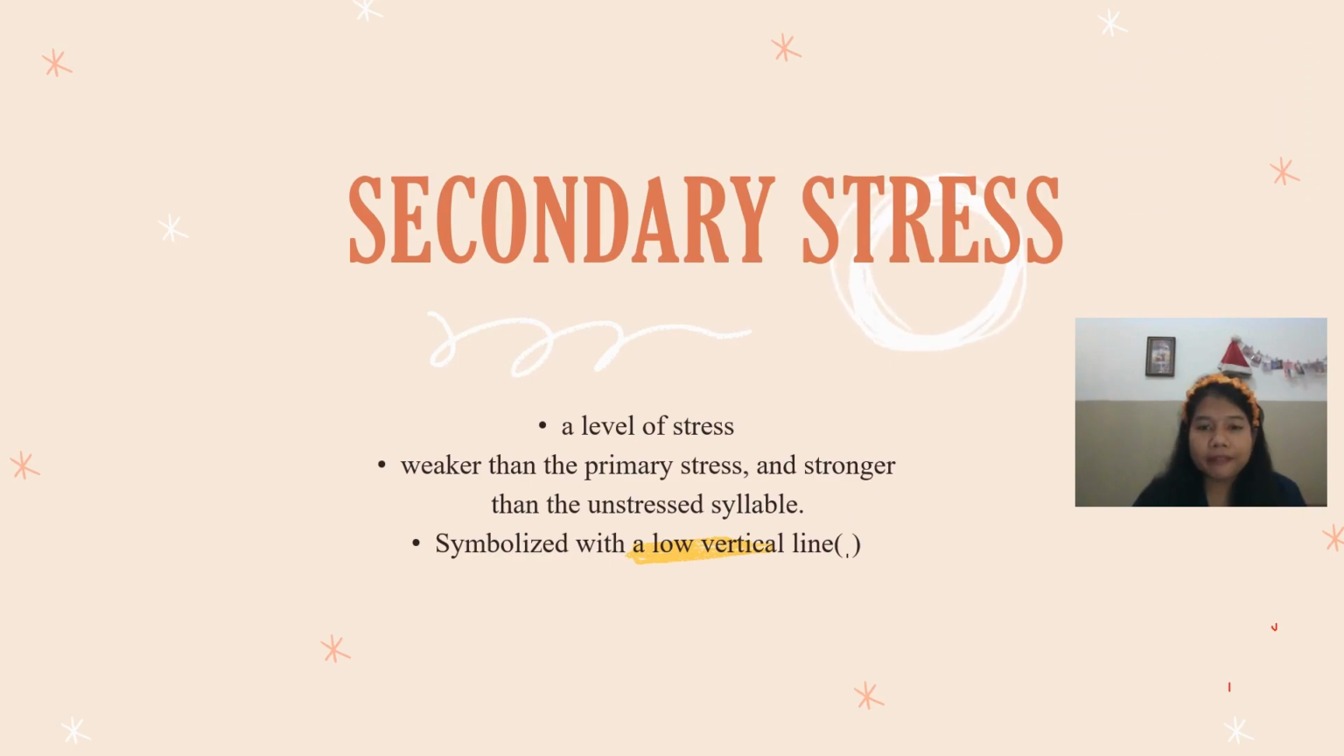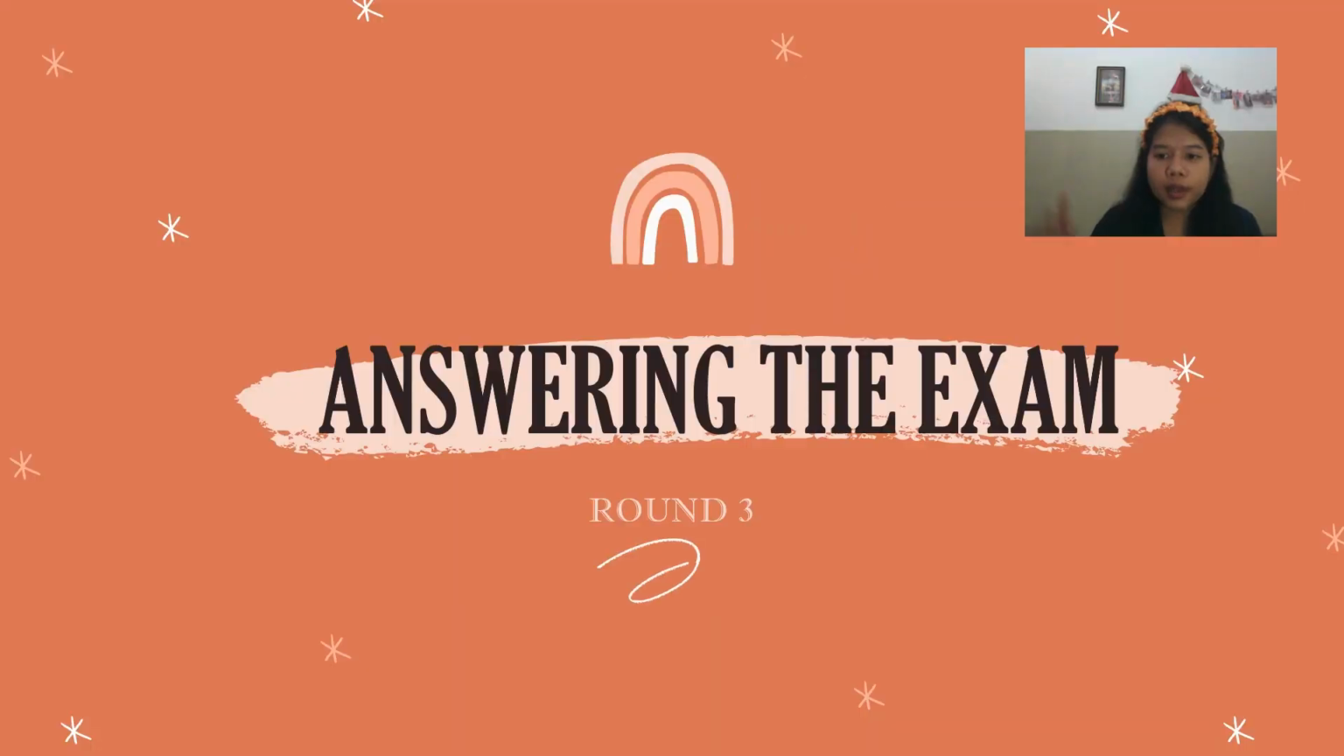Next we have secondary stress. Secondary stress is a level of stress that is weaker than the primary stress and stronger than an unstressed syllable. Secondary stress is symbolized with a low vertical line. So if the apostrophe is in the upper position, the secondary stress is in the bottom one. Well, that's the basic knowledge about primary and secondary stress.